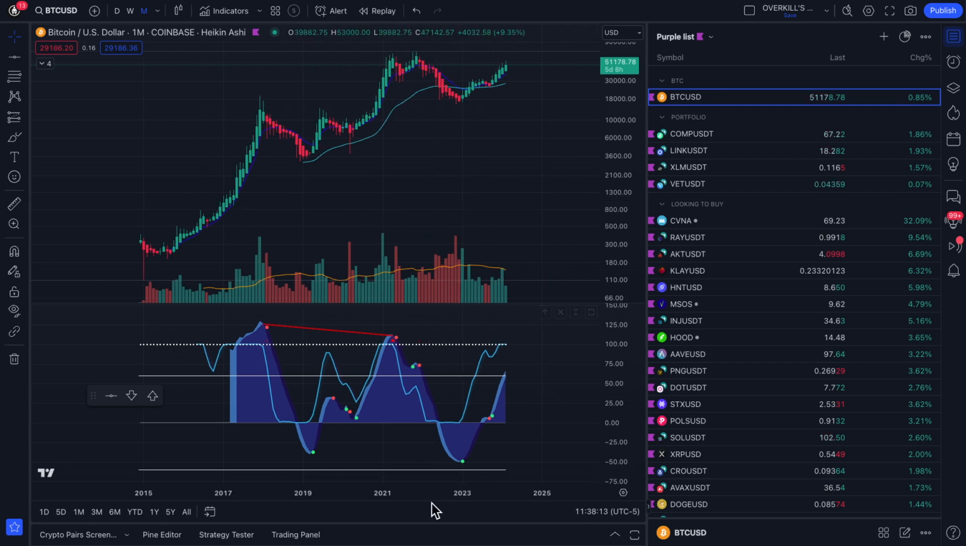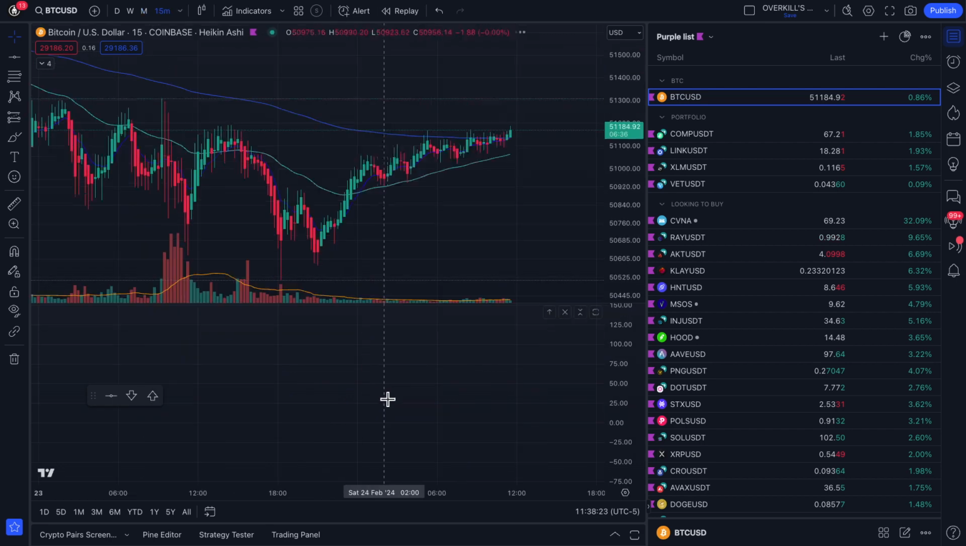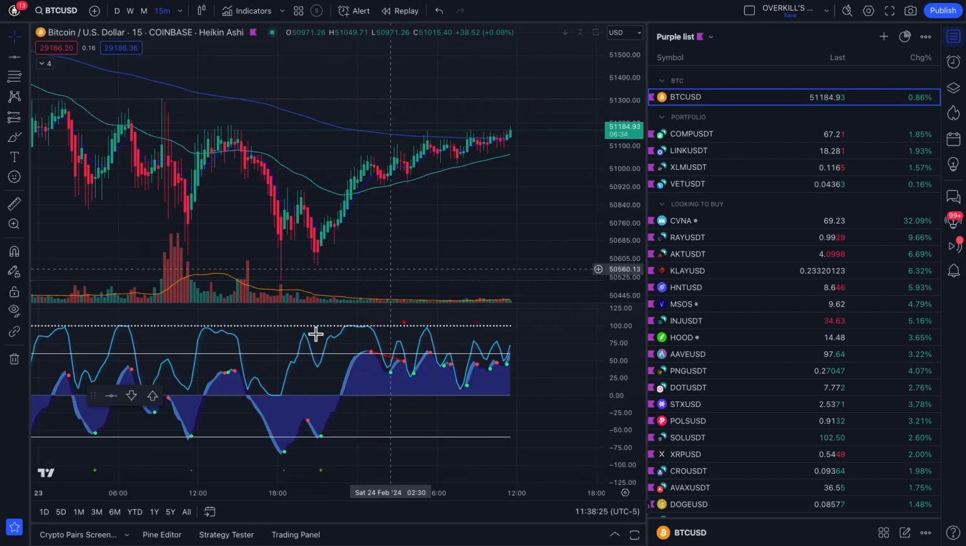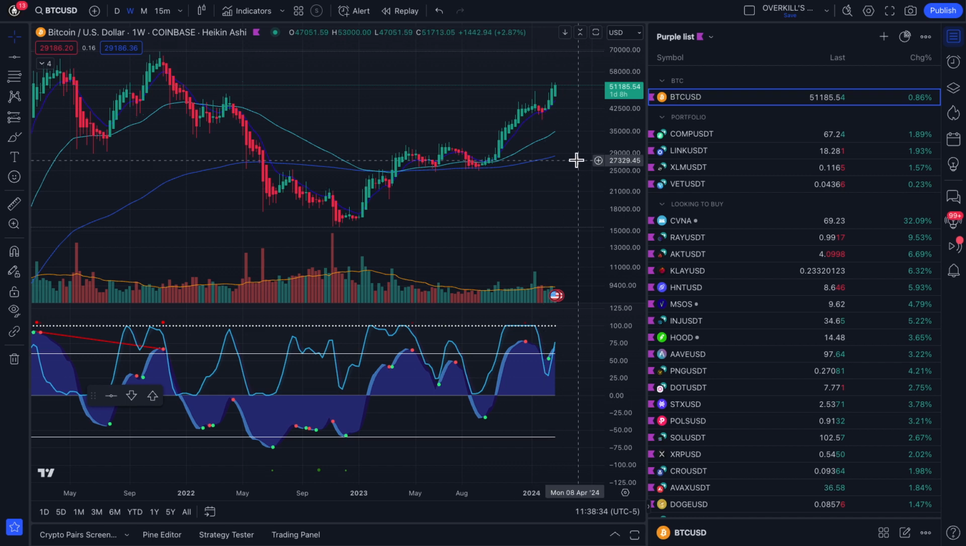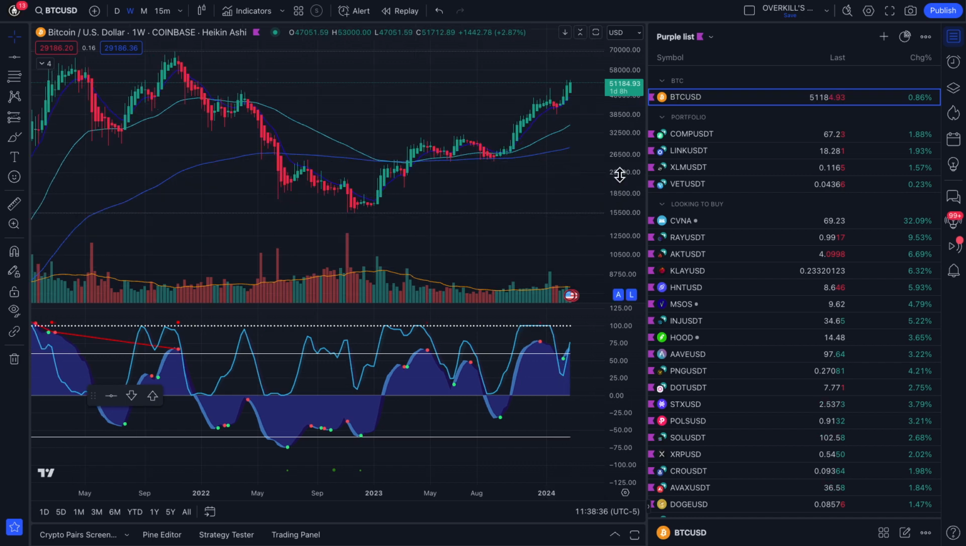So again, this indicator is super accurate, especially on the monthly. The shorter the time frame you get, though, the less accurate it is. So if you go to the 15-minute, it's just not as accurate. That's why we just stick to the weekly, folks. We're not day traders. We never will be day traders. We're going to take our 100 to 300, 400, 500% trades and be on our way.